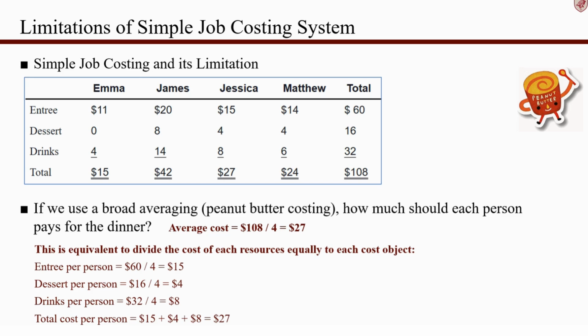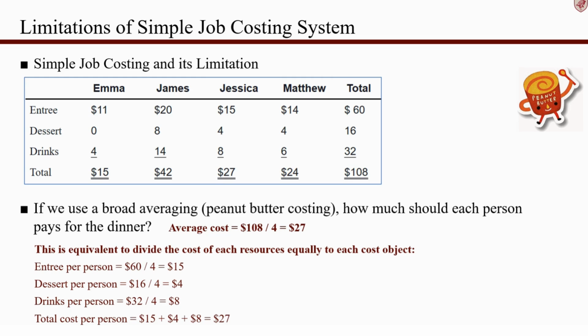But for Emma and James and Matthew, they are either paying more or less than what they have actually consumed. Especially for James, he is actually being favorably treated, right? He has consumed $42 and in fact he's only paying $27, right? So in that sense, in managerial accounting, James is paying less cost, and we can say he is undercosted.